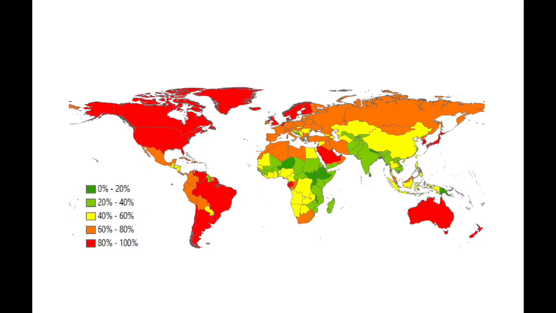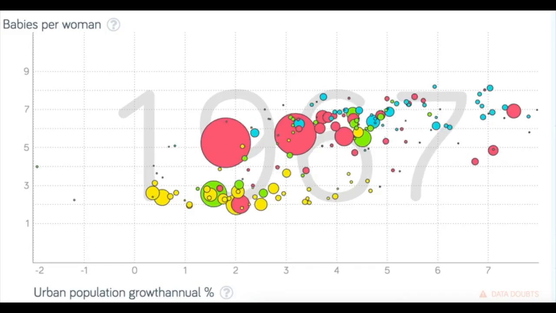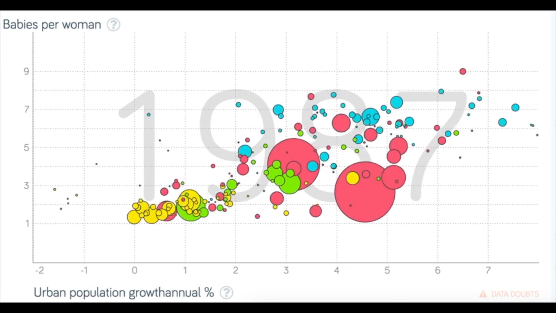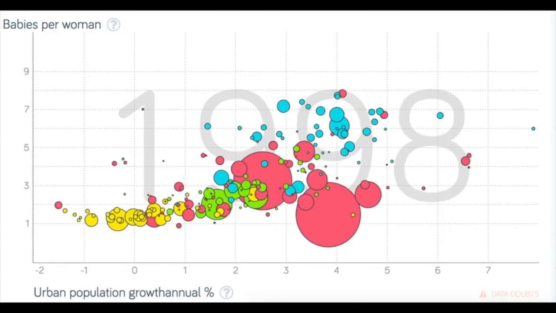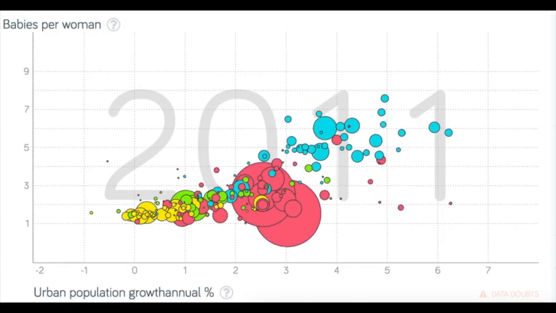We also researched the effect of urbanization on babies per woman. There's a negative correlation between urban population share and babies per woman. More rural populations mean a higher likelihood of having a large number of babies per woman. It's important to note that African countries have a high number of babies per woman, but a generally low percentage of urban population. Also, there's a strong positive correlation between urban population annual growth and babies per woman.